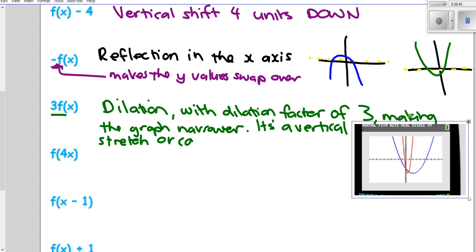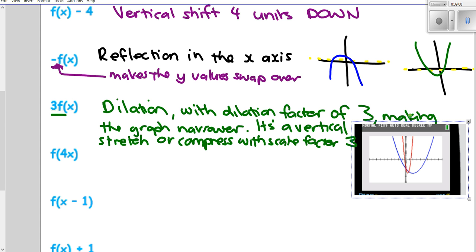Isn't it a compress, and it'll be a stretch if it was a fraction? Yeah, exactly. I suppose compress could be the umbrella term. So with the vertical one, like the 3f(x), the scale factor is just the 3. But with the horizontal one, horizontal stretch or compress, the scale factor is 1/4.